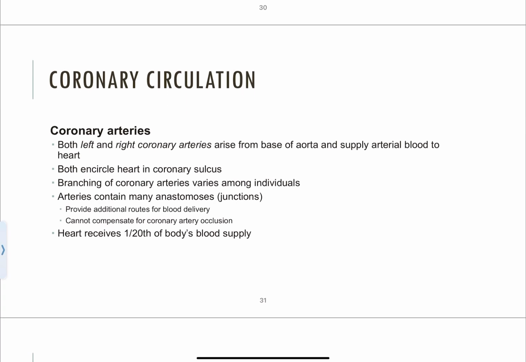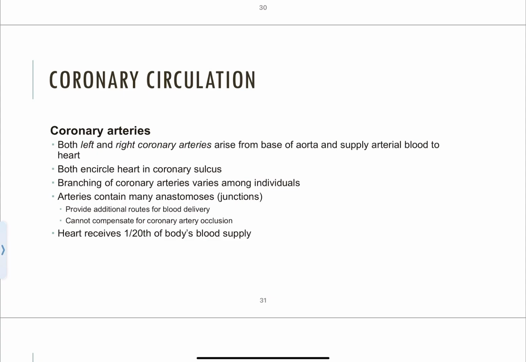So coronary arteries, we have left and right coronary arteries, and they're all going to arise from the base of the aorta. So when the aorta receives blood, the aorta is going to send some of this blood to the left and to the right coronary arteries to help to supply the heart itself. Both of these arteries, the left and the right, are going to basically go around in a circle in the heart, and where they go around is what we call the coronary sulcus.